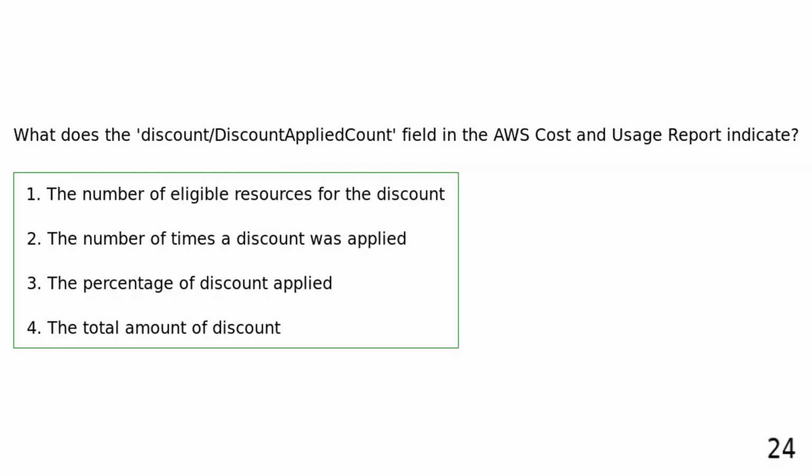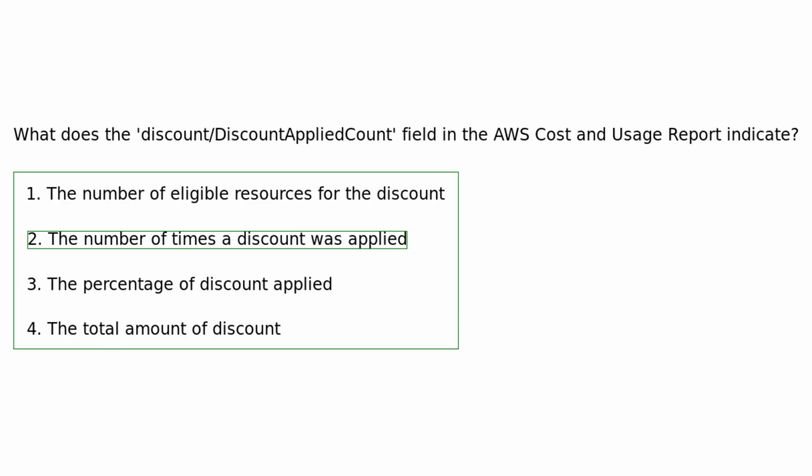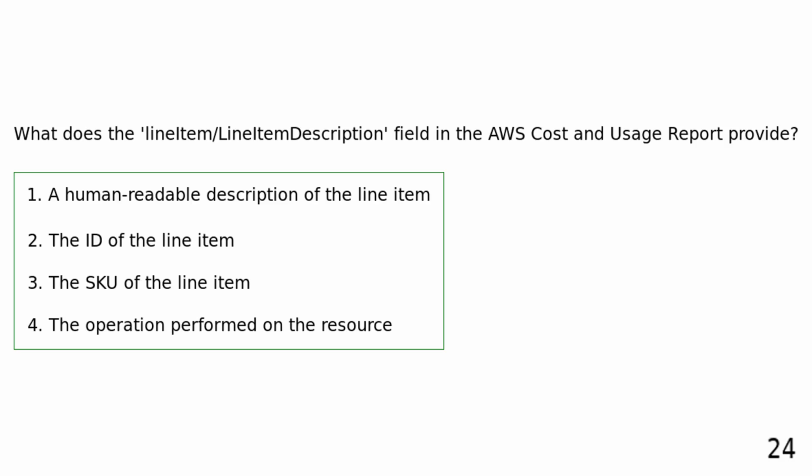What does the discount/discount applied count field in the AWS cost and usage report indicate? The number of eligible resources for the discount. The number of times a discount was applied. The percentage of discount applied. The total amount of discount. The discount/discount applied count field shows how many times a particular discount was applied, useful for tracking widespread or repeating discounts.